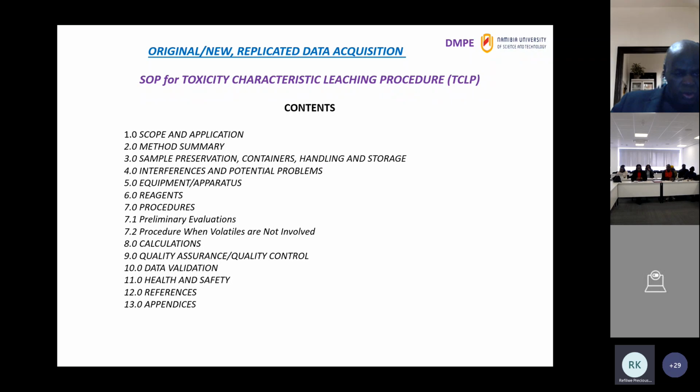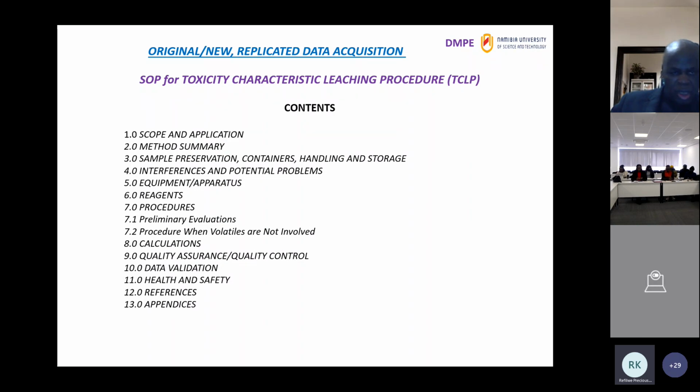And you cover up to 11 where health and safety measures are taken into consideration. And articles you read, which have done similar work, references, right? And some information you keep in appendices.